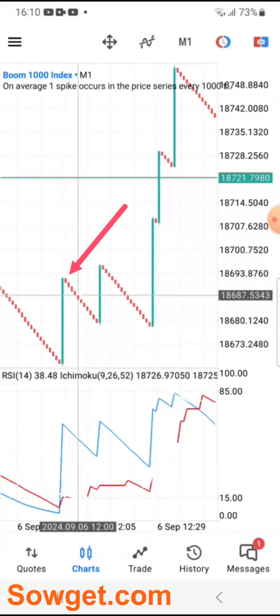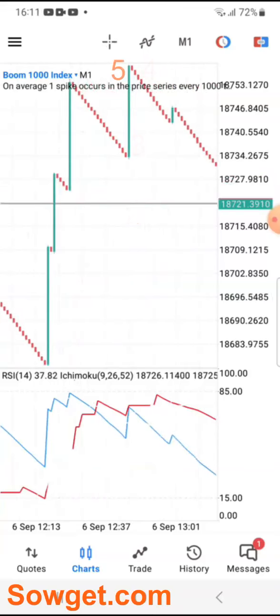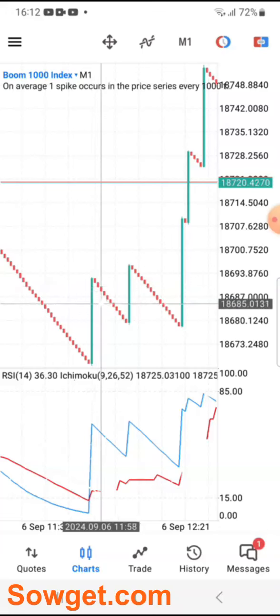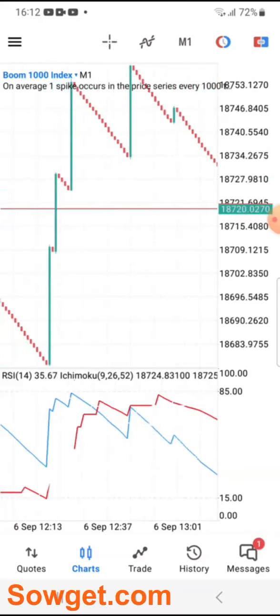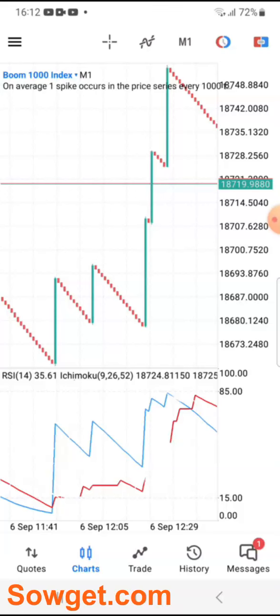All right, then you just wait for more spikes. So you can see we had 1 2 3 4 5. You can see that you would have made a serious profit from this trade just from when the first spike came.